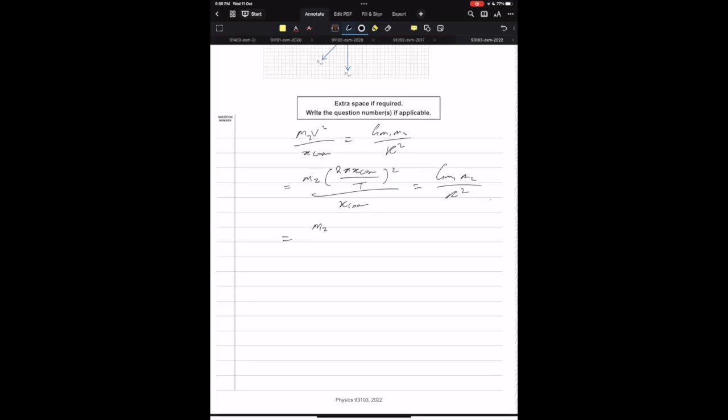Okay, now we just have to simplify. So m2 times 4 pi squared x com squared divided by t squared divided by x com. These two cancel, eliminating that square on top. So we get G m1 m2 over r squared on the right-hand side too. Okay, so what happens if that cancels? We have m2 times 4 pi squared times x com divided by t squared equals G m1 m2 divided by r squared.